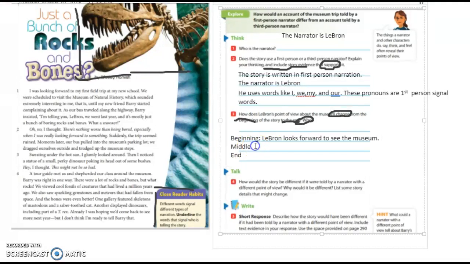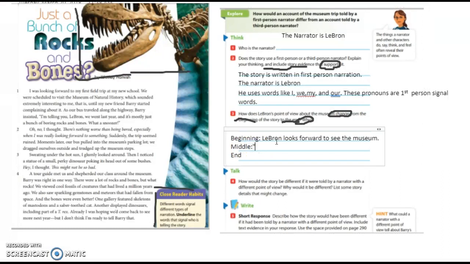Tell your neighbor now, what happened in the middle of the story? When you are done sharing your thoughts with your neighbor, go ahead and write down how LeBron's view of the middle of the story changed and what was it? Okay, so in the middle of this story, he becomes worried that he will be bored during the trip.